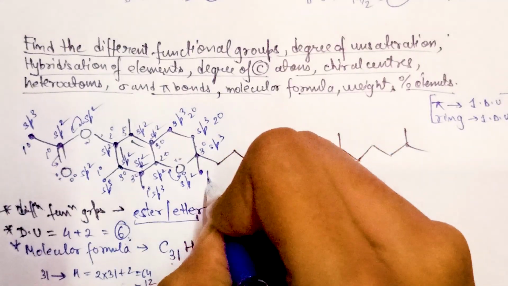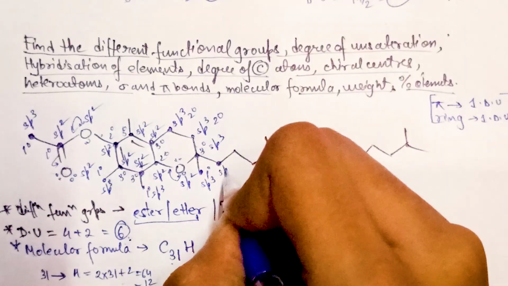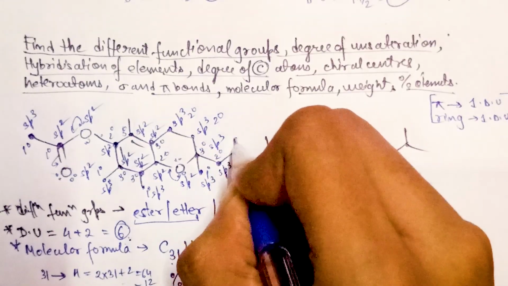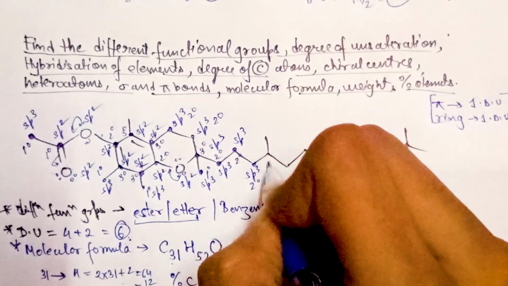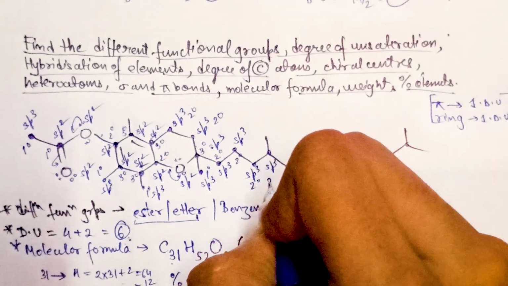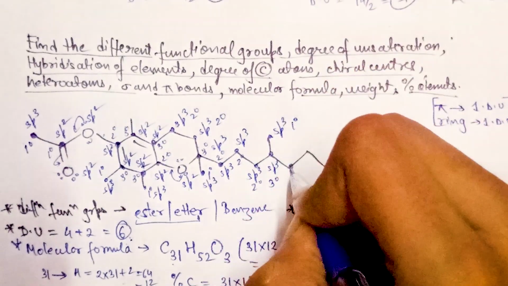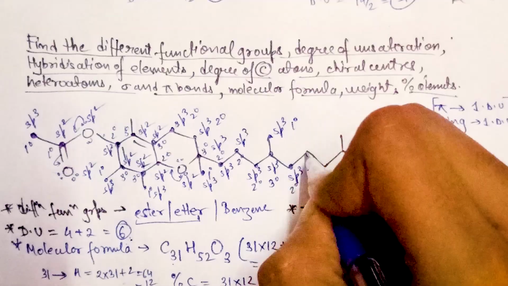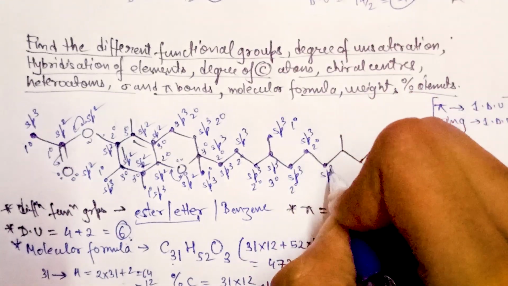Similarly, this carbon atom is 1 degree, it's sp3. This is again an sp3, 2 degree. This is also sp3, 2 degree. This is also an sp3, 2 degree. This is also an sp3, 3 degree. This is an sp3, 1 degree. This is an sp3, 2 degree. This is an sp3, 2 degree. This is an sp3, 2 degree.